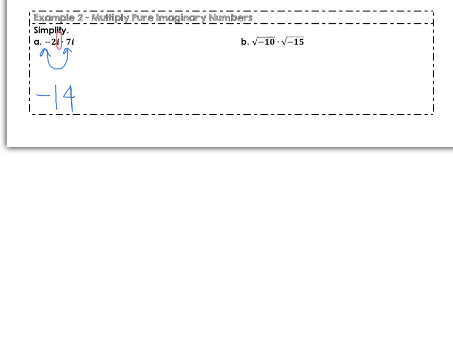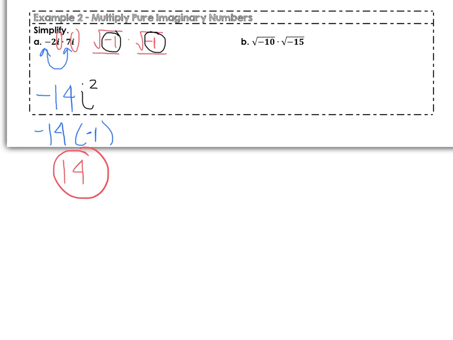Now I'm looking at the i times the i. Think about it this way. i times i is really the square root of negative 1 times the square root of negative 1. The square root of a number times the square root of that same number is just going to produce whatever that quantity is underneath a radical, which is why i times i, which is i squared, is going to produce a negative 1. So negative 14 times negative 1 leaves me with 14 as my answer.